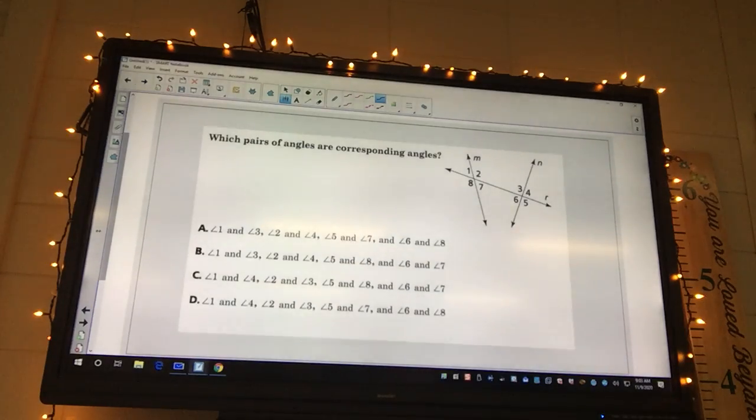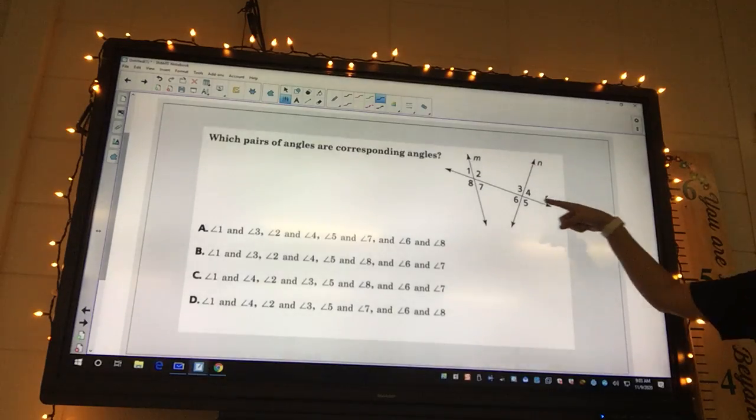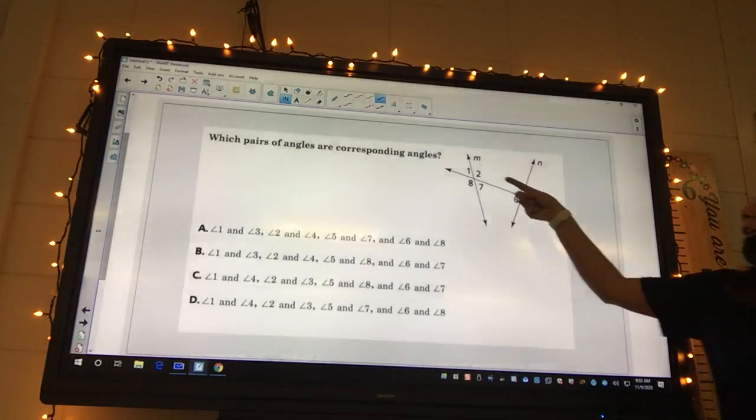Look at the picture. Think about it for a second. What is the transversal? Which line is the transversal line? Okay, what's transversal mean? It's got to go through both of the lines. So of these lines, R is the only one. It starts going and it goes through N and it goes through M.